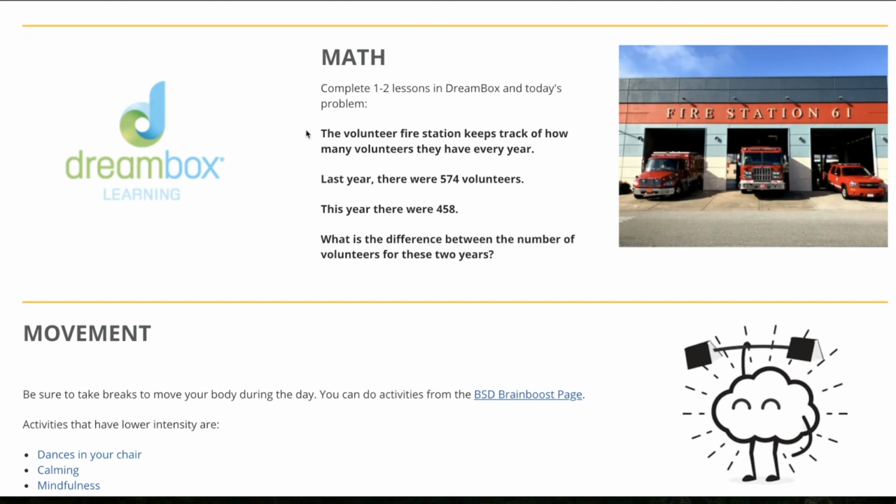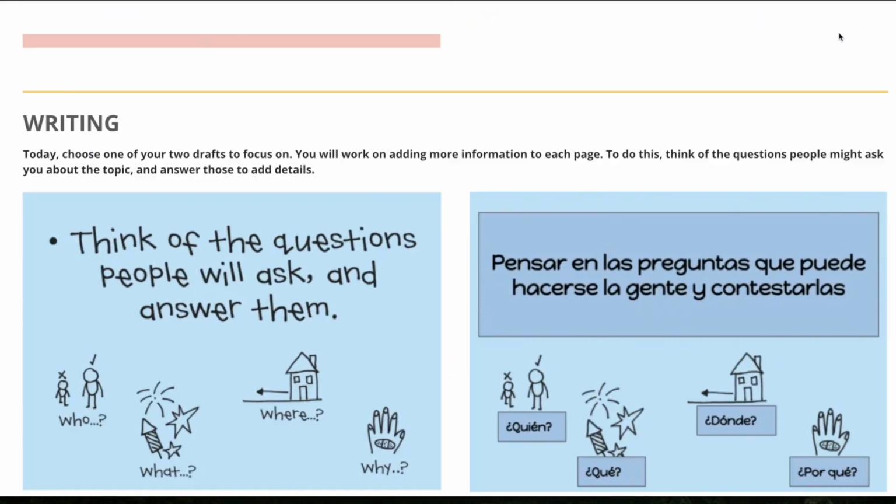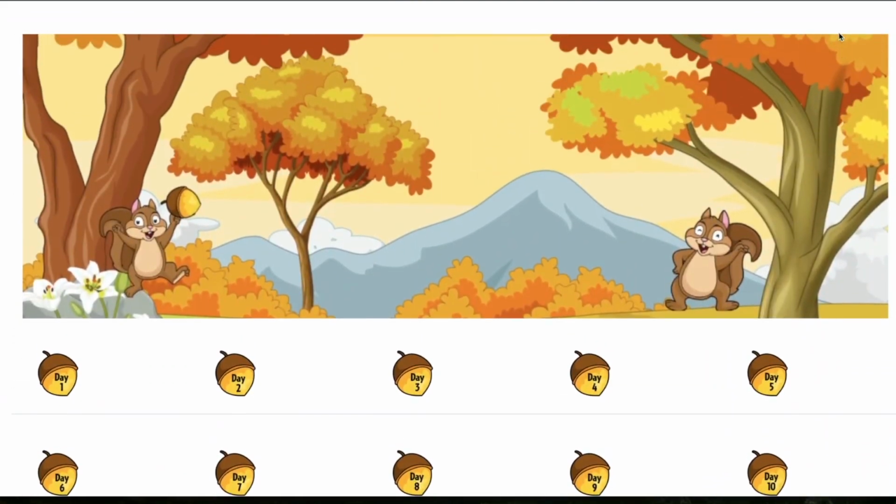And don't forget to do your movement. You may be inclined to skip that part, but that part is crucial to keeping your body moving, your blood pumping, your brain working its very best. And again, don't forget about today's choice board at the bottom.